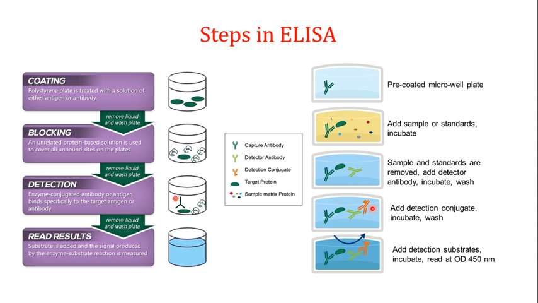When you have washed that, you add your substrate to this particular well, and the enzyme is going to act on that substrate and give you a colored product which you can measure by absorbance at 450 nanometers. So this one is very important: you have to block all of the sides of the polystyrene after the addition of your samples.